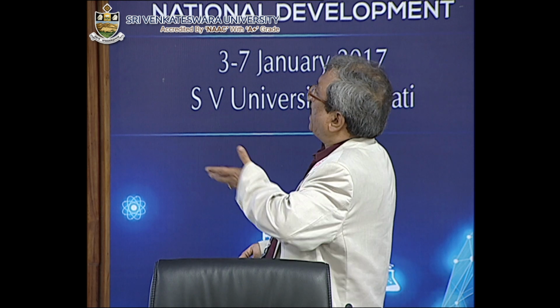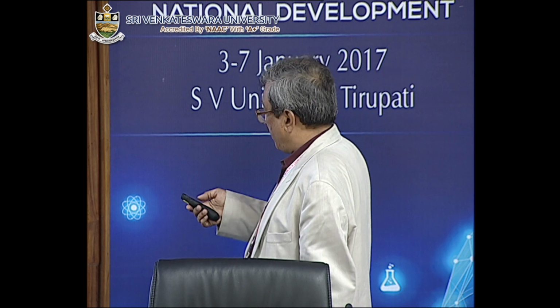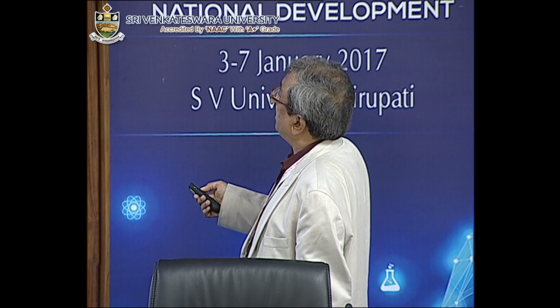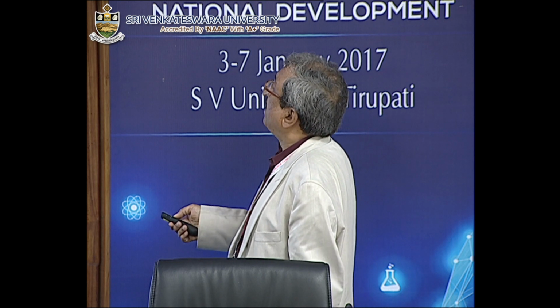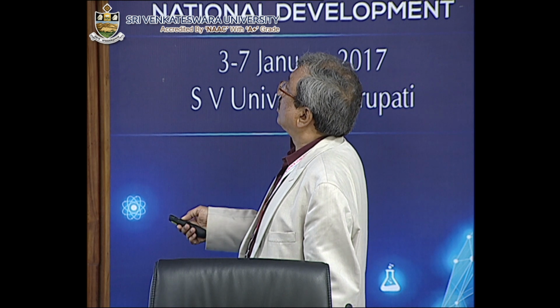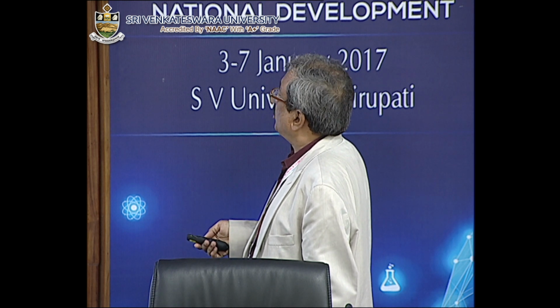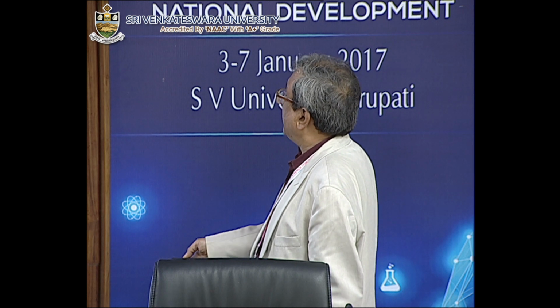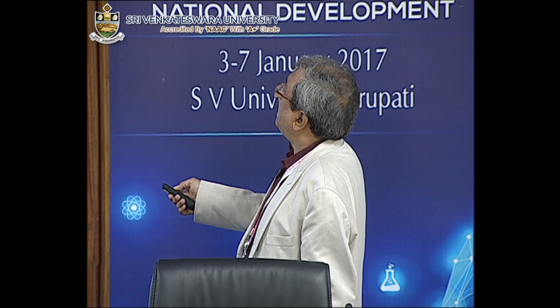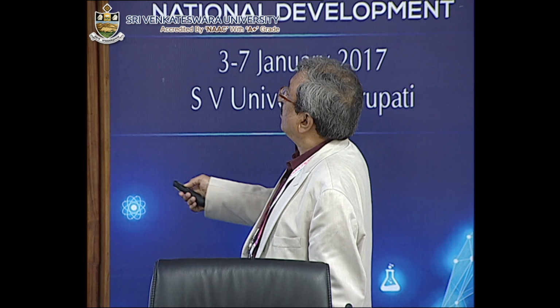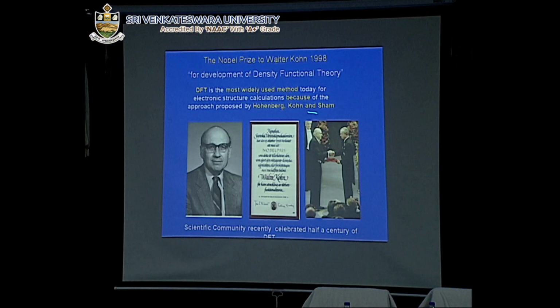So this is the Nobel Prize given to Walter Kohn in 1998 for the development of the so-called density functional theory, which is the most widely used method today for electronic structure calculations because of the approach proposed by Walter Kohn along with his co-workers Hohenberg and Sham. And recently we celebrated half a century, because it was 1965 when this was introduced, and today we are 50 years ahead.